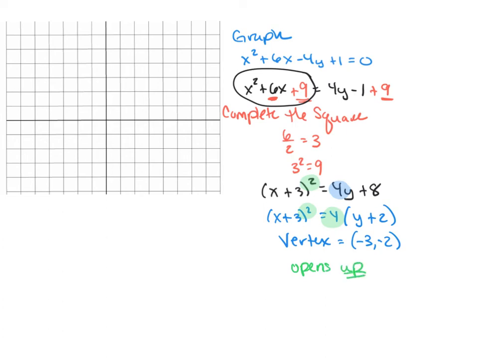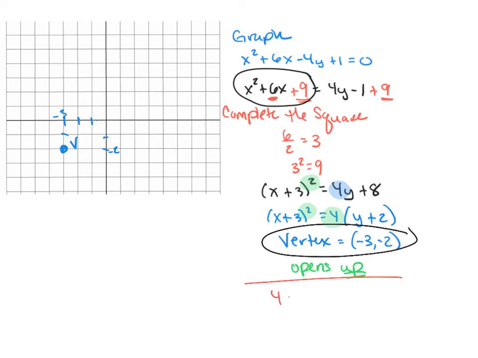Okay, so let's start graphing this. Let's go back to black. We've got the vertex was at -3, -2. 1, 2, 3, 1, 2. So here is my vertex. To get the rest of the graph, I really need to find A.